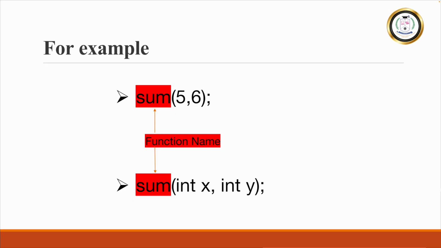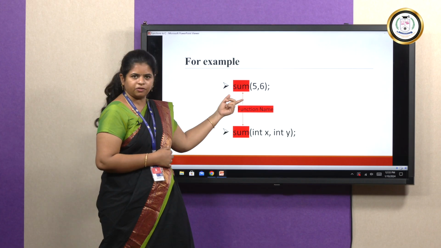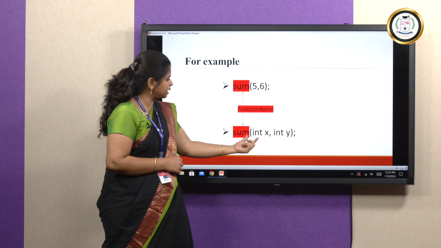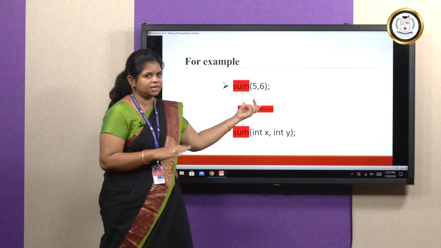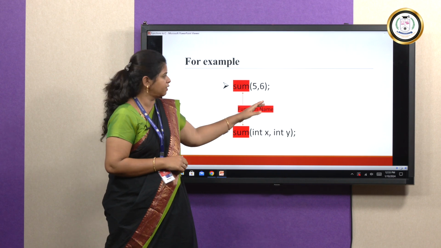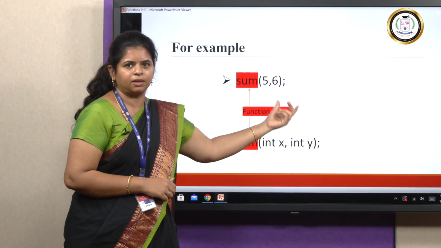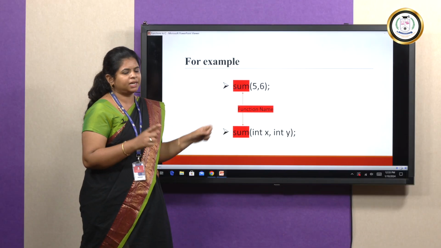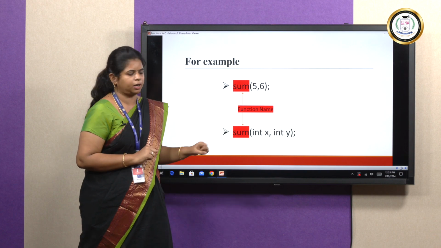So this is an example of a function call. This is the name of the function, followed by the values. It can be 1 argument, 2 arguments, it's totally your option, or else it can be empty also. If you are not passing any values, you can leave it empty. Just opening and closing parenthesis is more than enough. Here you should put a semicolon, but in the function definition, no need to put the semicolon.